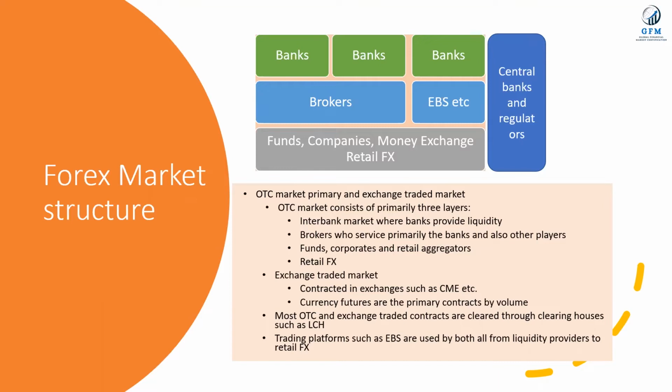That's the first layer. Now, obviously, these banks are interacting with each other, right? They're interacting with each other directly through phones, through dealing systems, and so on and so forth. And that's how they negotiate the trades with each other and close the deals, right? And obviously, there are brokers in between. The brokers help the banks match the quotes from different banks, right? So brokers are there in between banks, helping them trade with each other.